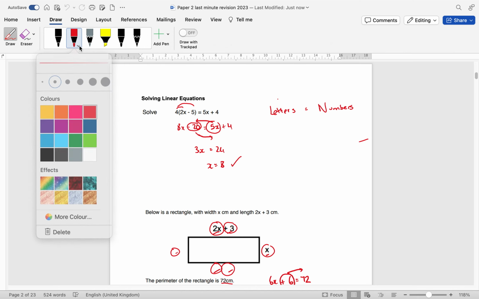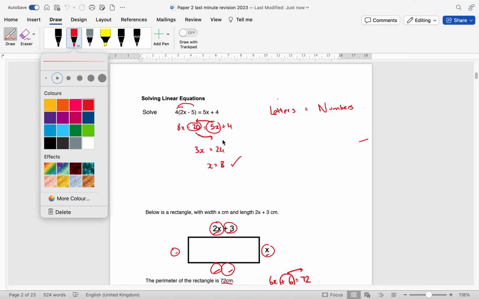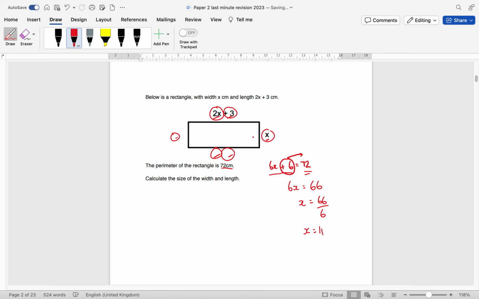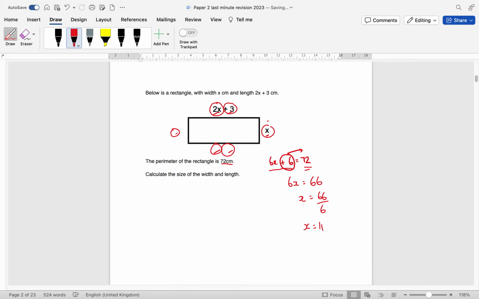Please just let everything work this time and no cat interruption. So what I've done here, expanded the brackets, taken the minus 20 over to the number side and the plus 5x over to the letter side, leaving me with 3x equals 24. So 24 divided by 3, x equals 8. Just in case, right, go for it. Commit to questions. Don't cross things out, okay?